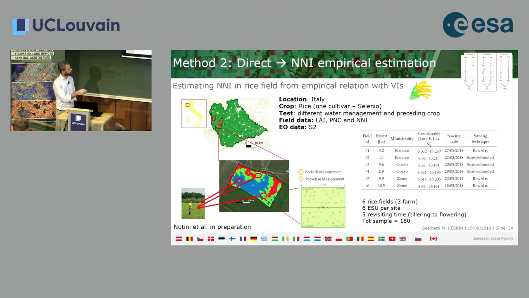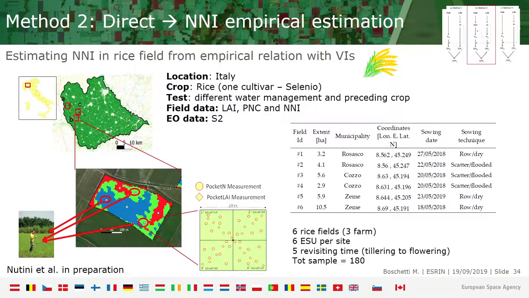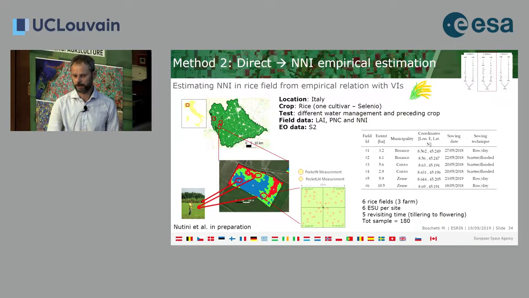So we didn't create variability. We went into real farming conditions. So we captured what was the real condition there, acquiring information in different parts that resulted in different crop development.